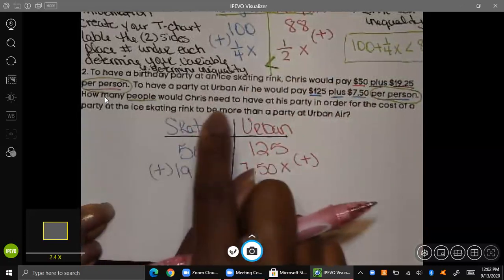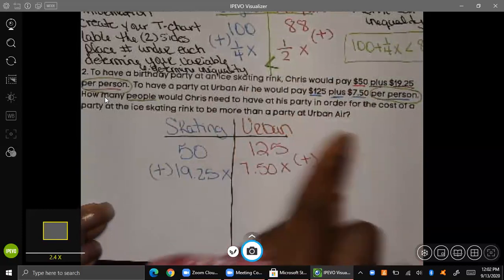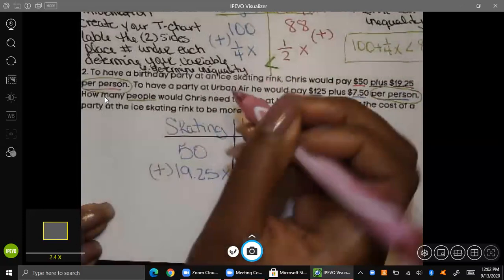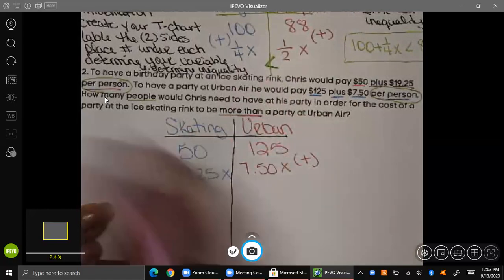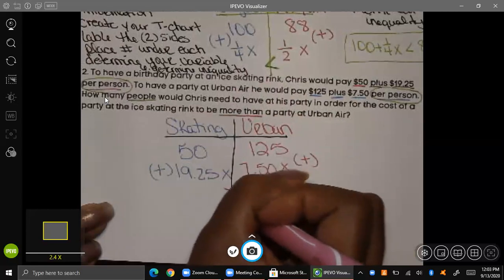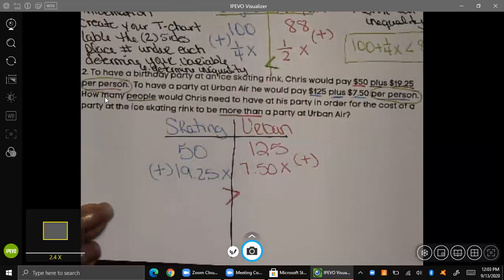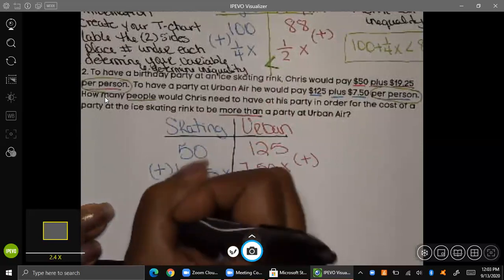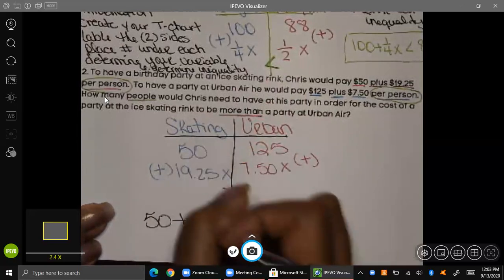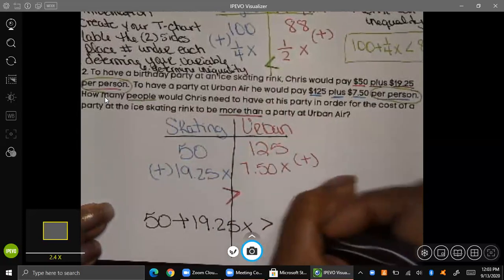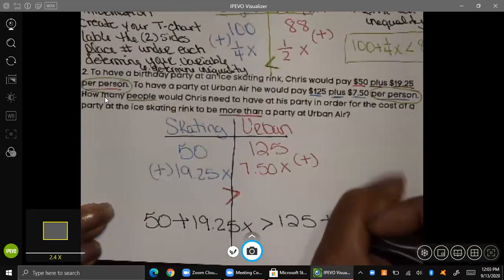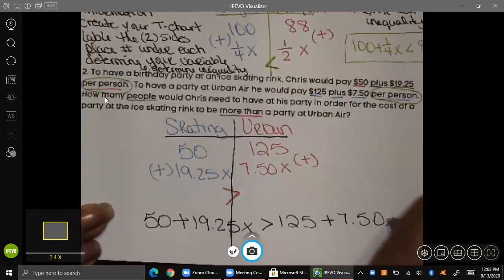Then it says, how many people would Chris need to have at his party in order for the cost of a party at the ice skating rink to be more than. We want the skating to be more than, so we want it to open up towards skating. Now to write out our equation, what our final product would be is 50 plus 19.25x is more than 125 plus 7.50x.